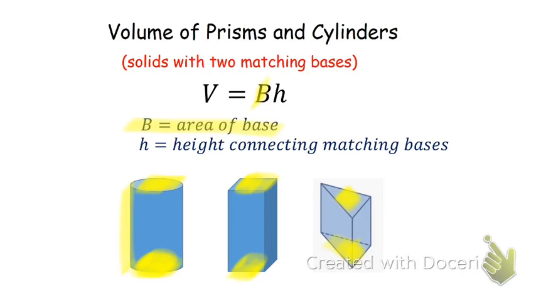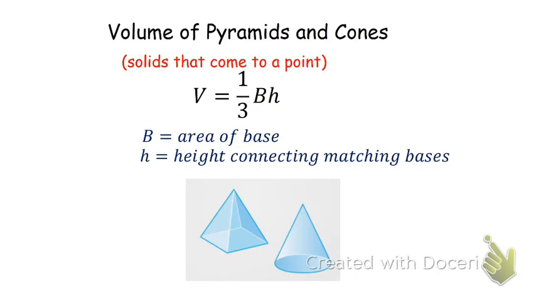The other formula is for when you have pyramids and cones, or what I like to think of as things that come to points. If there's a sharp point, like these, then you know you're going to have a 1/3 in your formula because these take up 1/3 of the space.